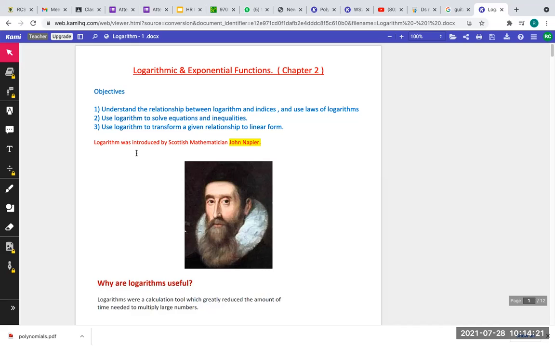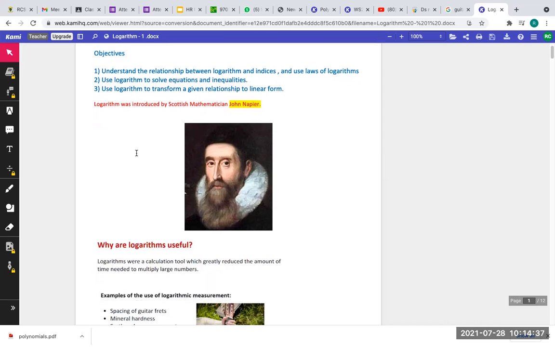So before we get into the topic, have you heard about the word logarithm before? It was actually introduced by a Scottish mathematician, and his name is John Napier. And usually we know the logarithm as Napier logarithm, named after him, right? You can see the picture of the mathematician John Napier, who lived in the late 1500s to the early 1600s. So imagine that it was invented long back, like the beginning of the 1600s, right?